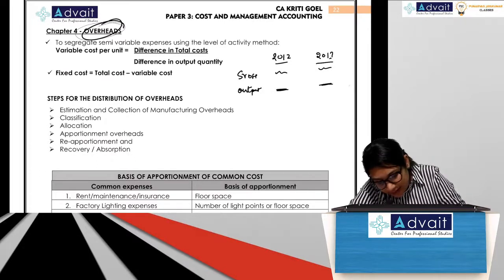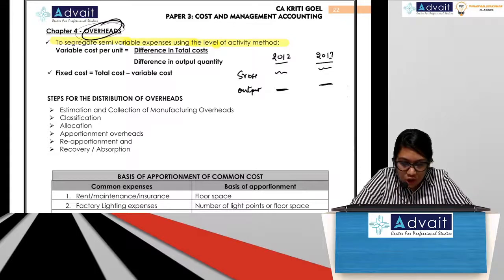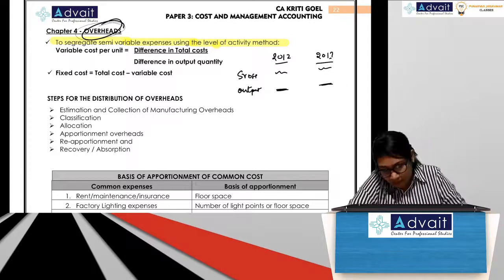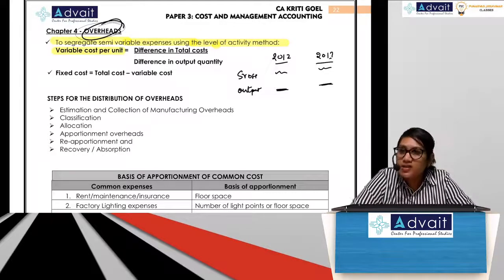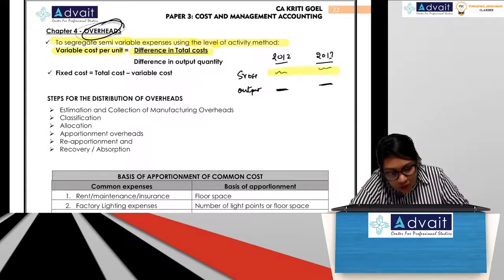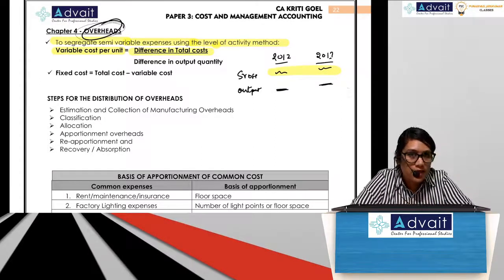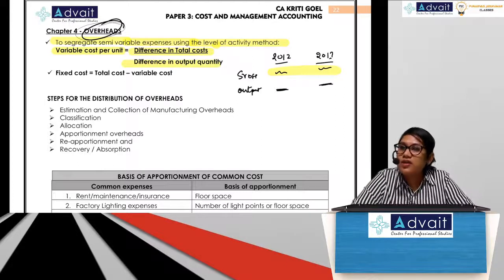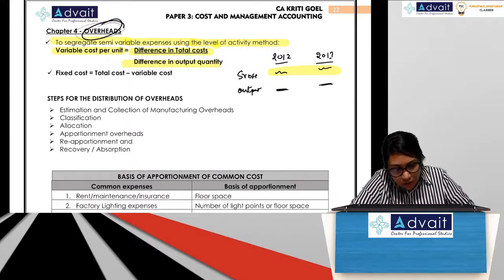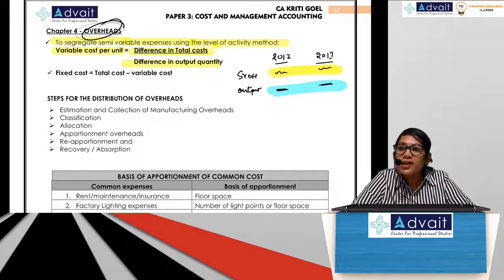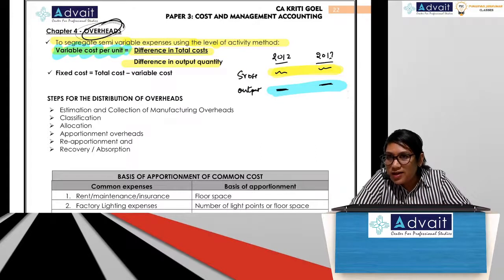To segregate semi-variable expenses using the level of activity method, variable cost per unit can be first calculated. So how will you calculate variable cost per unit? Difference in total costs, which means difference in the total semi-variable overheads that have been given for 2012 and 13, divided by difference in output quantity. So this difference divided by this difference will give you your variable cost per unit.